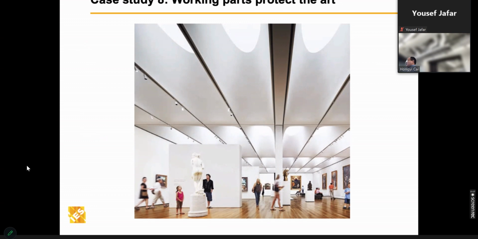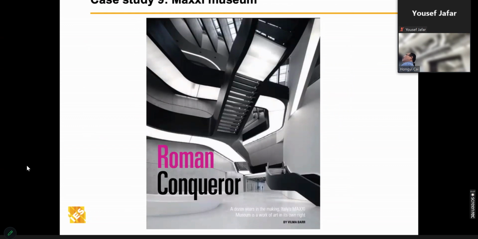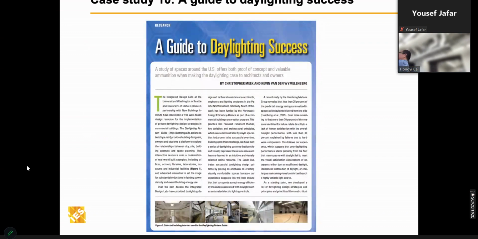I believe this project has been famous for a long time. Right? And this one is another museum, and they use daylight coming into the space, but they integrate the daylight design with the architecture itself. So this is really, how to say, a unique space, right? Another one is a guide to daylight success. So this is more like design guidance. If you are interested, you can also take a look at this.